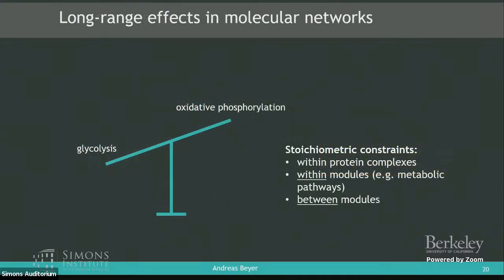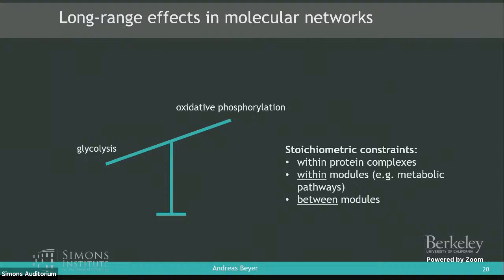This is an important notion, because that means that if you change some part of the network, other parts of the network will have to adapt. So you have to respond. These are the long-range responses of the network. For instance, a very well-known example in yeast is that if you downregulate glycolysis, oxidative phosphorylation will go up. And if you reduce oxidative phosphorylation, glycolysis will go up. So there's this balance between these two processes.